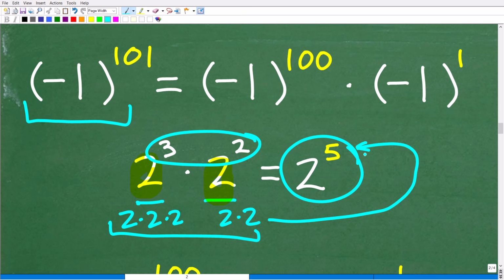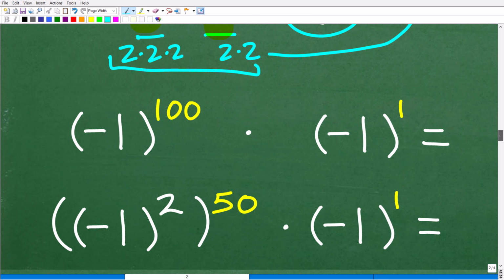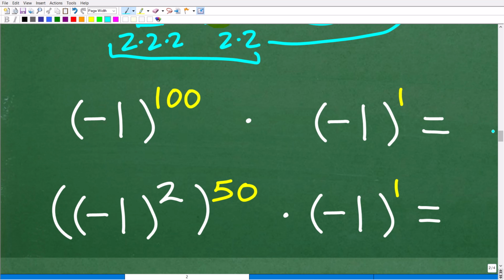Okay. All right. So what am I going to do next? Well, I'm going to use another property of exponents, powers and exponents. And here we go. So I have -1 to the 100th times -1 to the first. This is my question. I'm trying to find out what -1 to the 101 is, but I'm breaking it up in this manner.